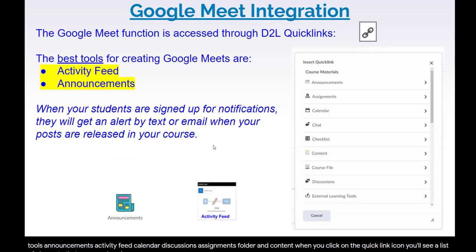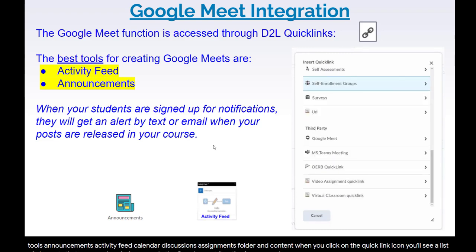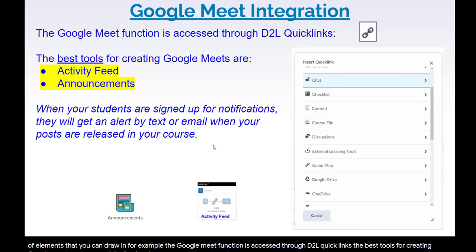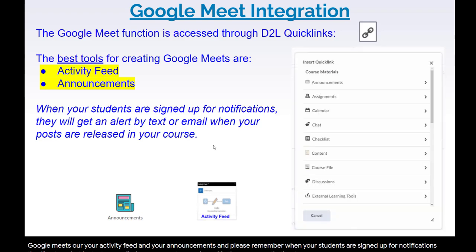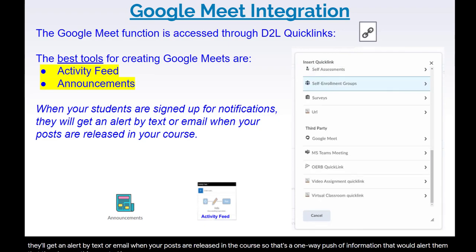For example, the Google Meet function is accessed through D2L quick links. The best tools for creating Google Meets are your activity feed and your announcements. And please remember, when your students are signed up for notifications, they'll get an alert by text or email when your posts are released in the course. So that's a one-way push of information that would alert them that there's something posted in your course.